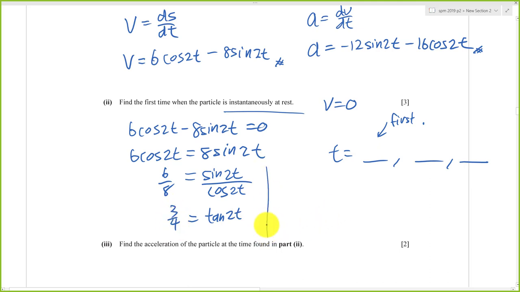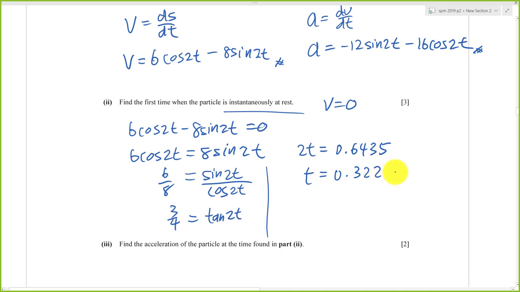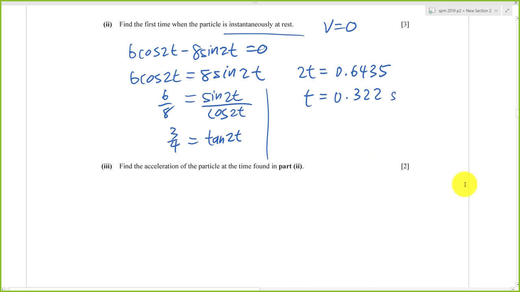Alright, then I will need to solve this thing. In this topic, I prefer leave my answer in radian. Sometimes the marking scheme they allow degree, but this topic I always choose radian. So yeah, I'll do a shift tangent 3 over 4. So my 2t will equal to 0.6435. My t will equal to, divided by 2, 0.322. If you prefer second, you can write S here. This is how you get your time here. Okay, so this is another 3 mark.